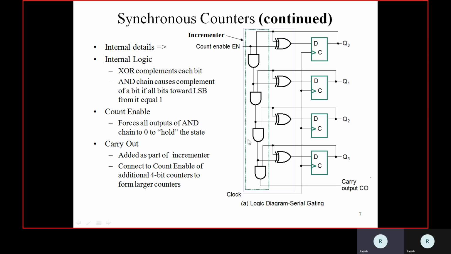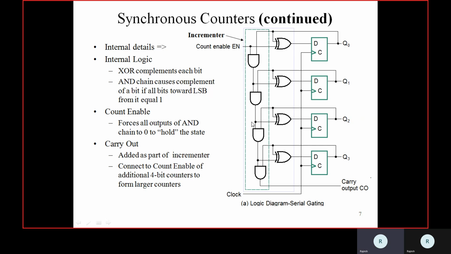So we have to design an incrementer logic such that the XOR gate complements each bit, and the AND chain causes a complement of a bit if all bits toward the LSB from it are equal to 1. And we are also using a count enable, forcing all outputs of the AND gates to become 0 to hold the state. There is a carry out bit added as part of the incrementer, and this counter acts as a 4-bit counter.